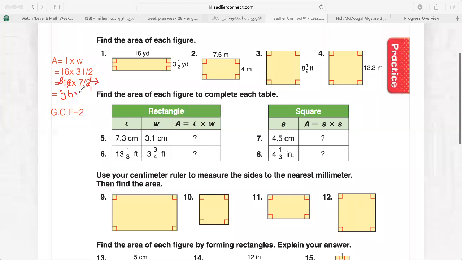The unit is yard. Teacher, square. I didn't understand. Yes, I'm going to repeat.